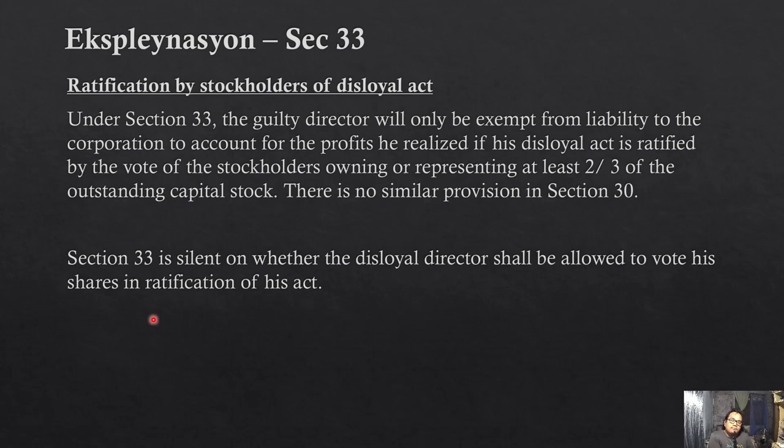Ibig sabihin, basically, pinatawad siya ng at least 2/3 ng outstanding capital. There's no similar provision in Section 30. Now, Section 33 is silent on whether the disloyal director shall be allowed to vote his shares in ratification of his act. Oo, silent eh.